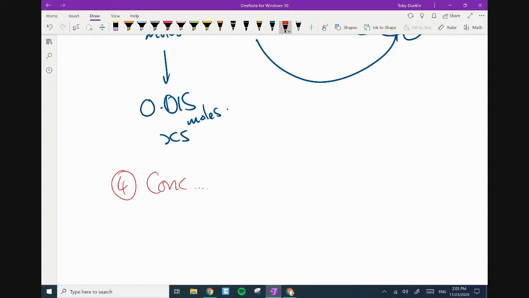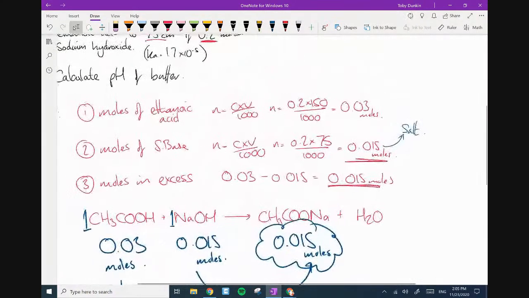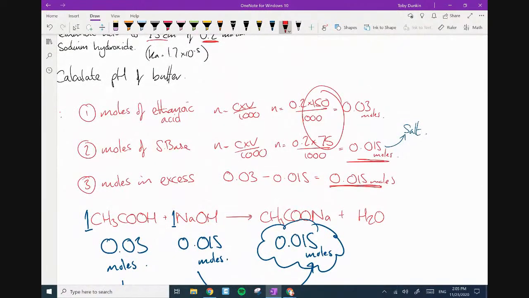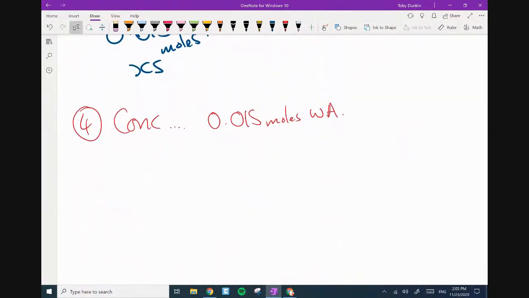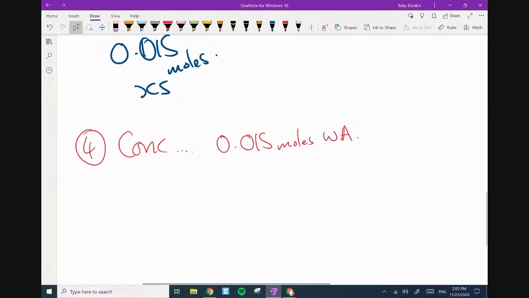Conc, dot, dot, dot. So I've got 0.015 moles of weak acid, and what's now the total volume? That's a key part that students forget. Gotta remember, I've changed the volume. I've changed it now to 150 plus 75. Yeah, I've gone to 225.